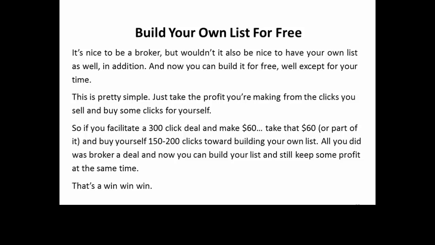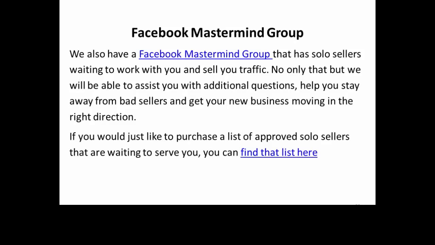So if you facilitate a 300 click deal and make $60, take that 60 or part of it and buy yourself 150 or 200 clicks towards building your own list. All you did was broker the deal and now you can build your list and still keep some profit at the same time. That's a win-win-win.